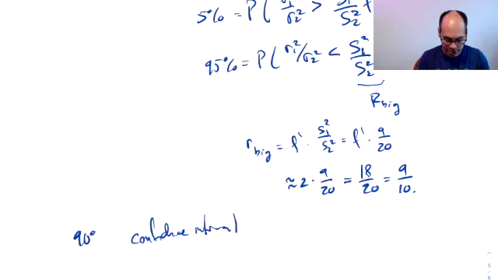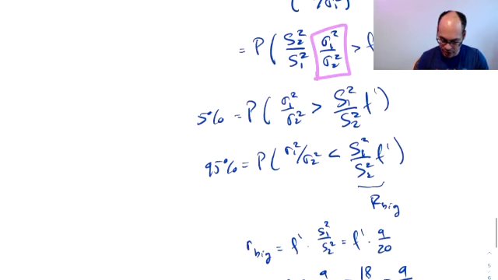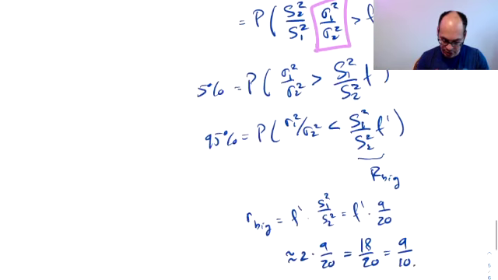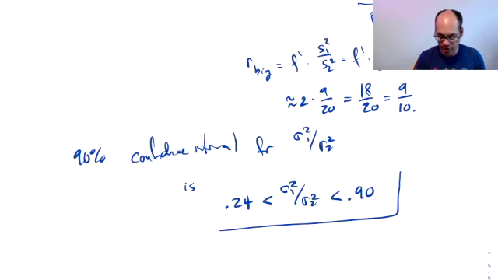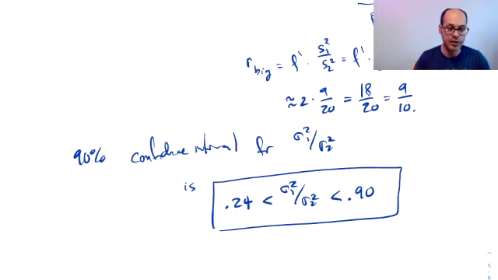this is a 90% confidence interval for the ratio of the variances, is going to be, what was that first measurement that we got? 0.24. 0.24 is less than sigma 1 squared over sigma 2 squared. I was sloppy and I lost some of my significant digits probably, but let's just say 0.90. That's pretty close. And that's our 90% confidence interval. Great.